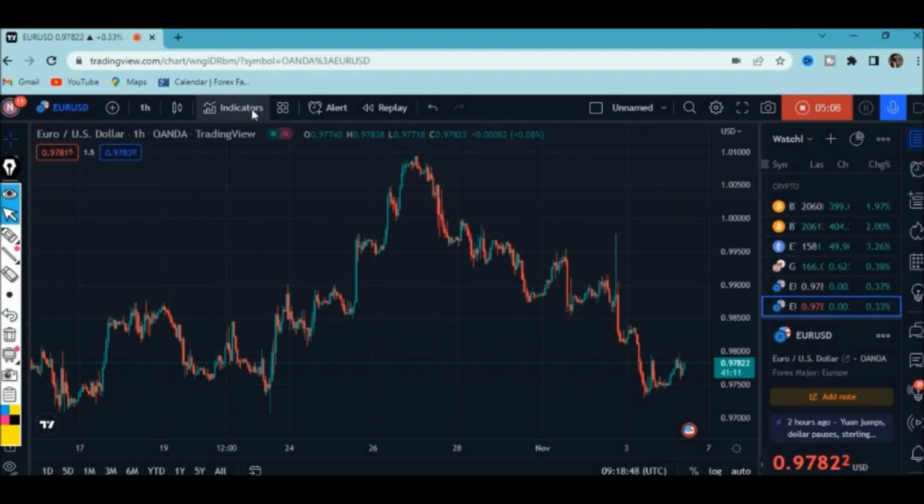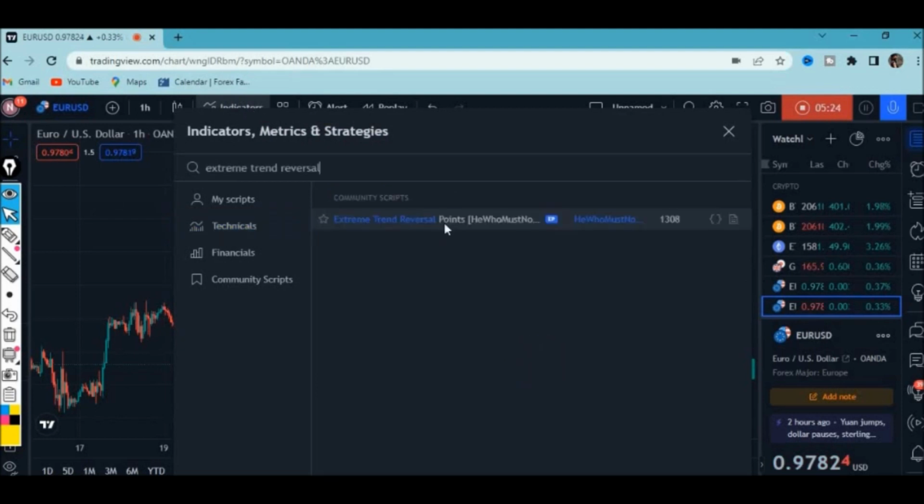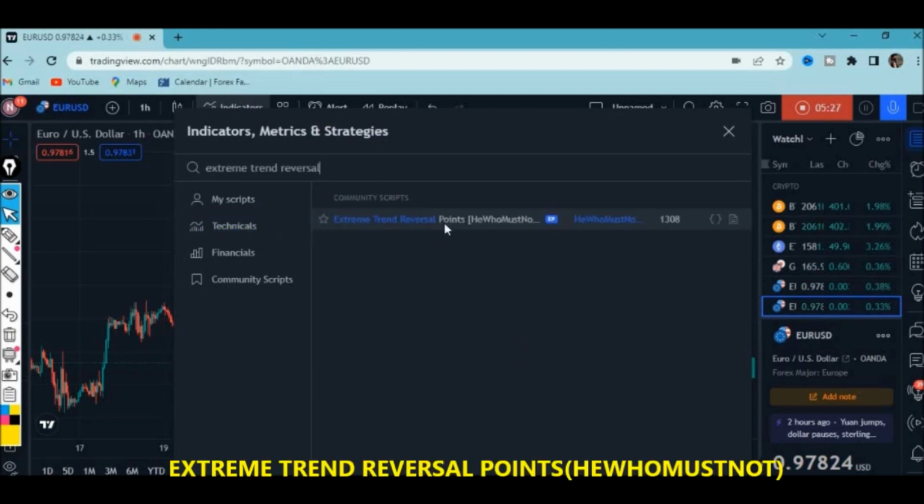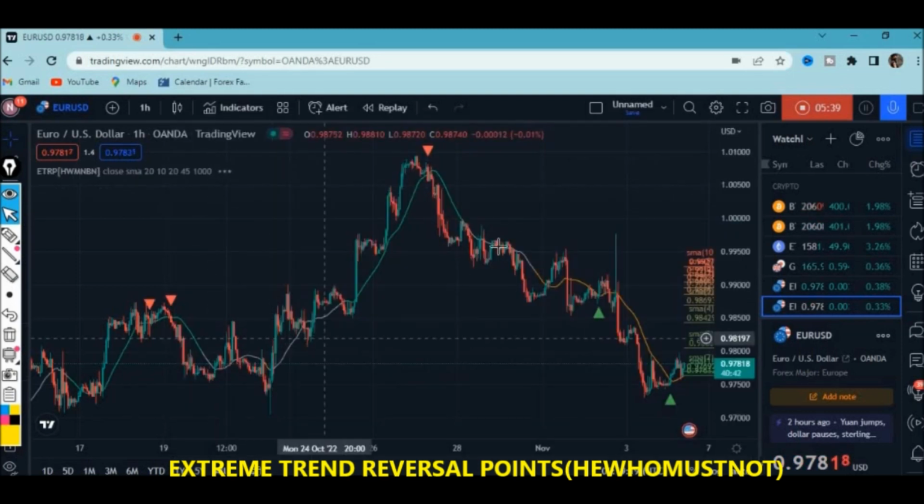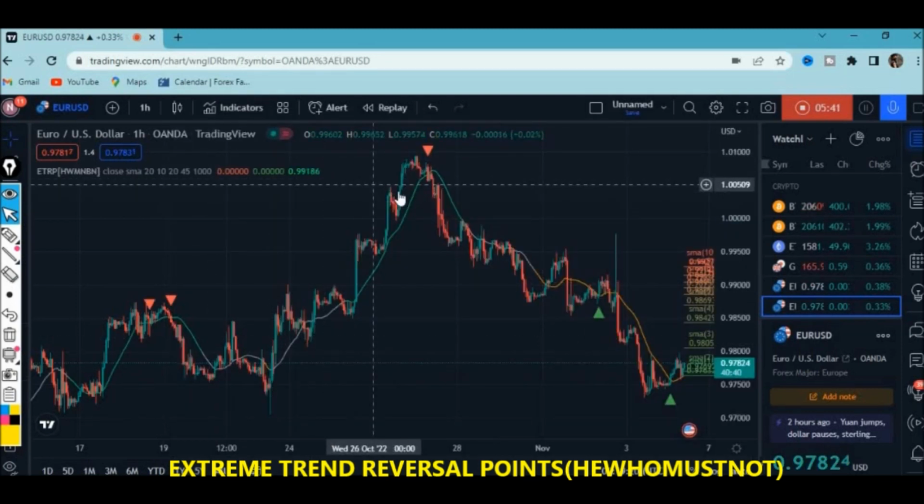Once you click on the indicators tab, you're going to type "extreme trend reversal point by He Who Must Not", then click on it. Once you click on it, this is how it appears on your chart. And I know most of you are pretty excited simply because you have seen, oh my goodness, here is an arrow that shows us we should look for a selling opportunity, and indeed the market pushed to the downside.